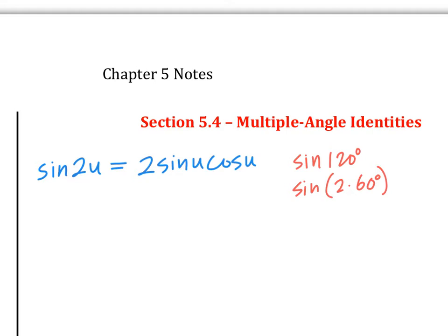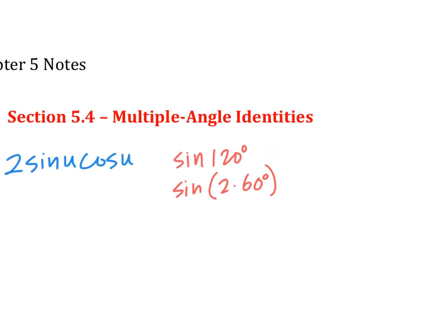And then I'm going to just apply the formula with 60 as u. A lot of people get this confused. They don't know what angle to put in. You change the question so it's double of something, and then you put that angle in there. Okay, so apply the formula. 2 sine 60 cosine 60. Remember that 60 is the angle.